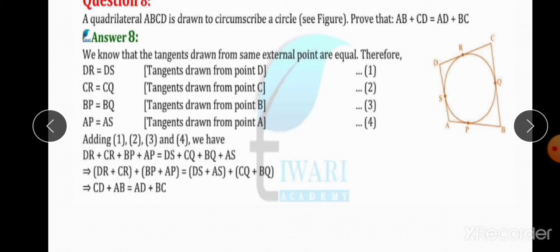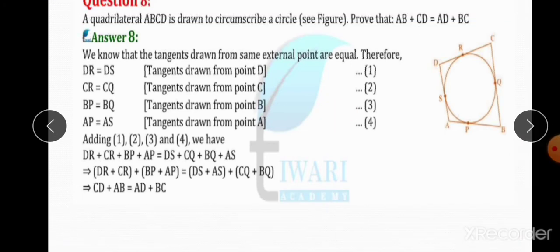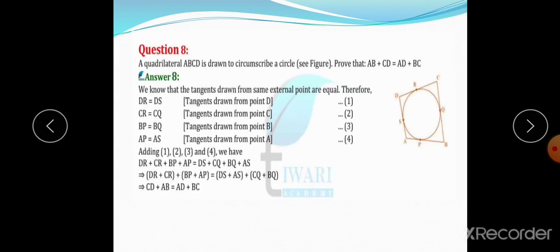All this we should know. Now add 1, 2, 3 and 4. Add all these: DR, CR, BP, AP on the LHS, and in the same way DS, CQ, BQ, AS on the RHS. Now DR plus CR is nothing but CD. Same way BP plus AP is nothing but AB. Same way on the RHS side, CQ plus QB is nothing but CB, and DS plus AS is nothing but AD. So LHS equals RHS. Hence proved. Question number 8, this we have completed now.